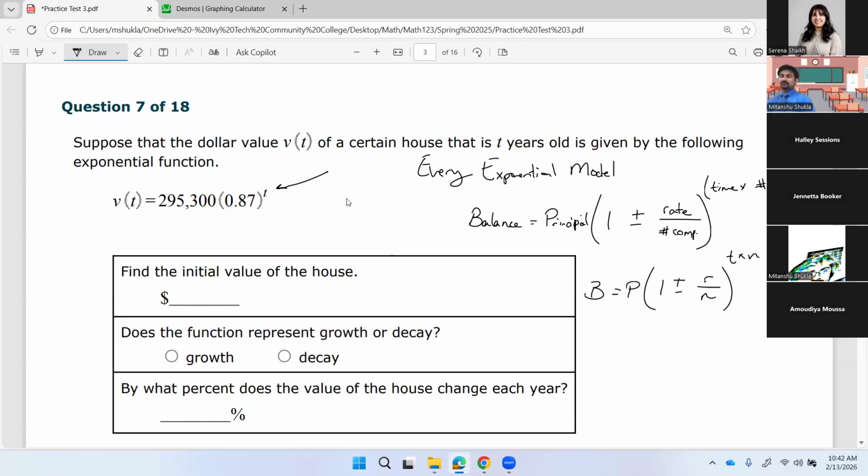Okay, any questions? Comments, concerns? So we want to understand that it's 1 plus or 1 minus something. Whenever I have growth, okay, I'm going to do 1 plus something. If I do 1 plus something, should I have a bigger number than 1 in the parentheses or a smaller number than 1 in the parentheses?